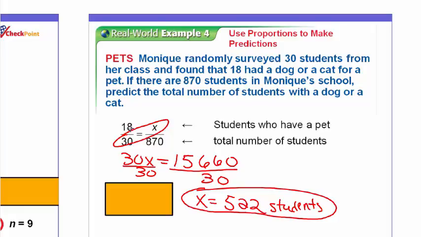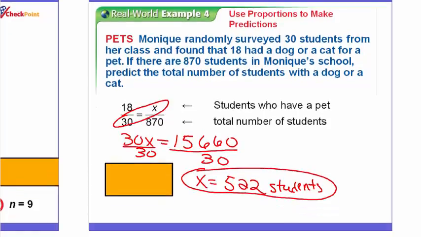I want to know how many kids in the school actually probably have a pet then, if that ratio is going to hold true. So I don't know how many students in the whole school have a pet, but I know there's 870 students in the whole school. So you set it up, cross multiply, divide, and we get an answer of 522 students. So be consistent about how you set it up. That's not the only way to set it up, but if I'm putting students who have pets on top, I want to do that both ways, okay?